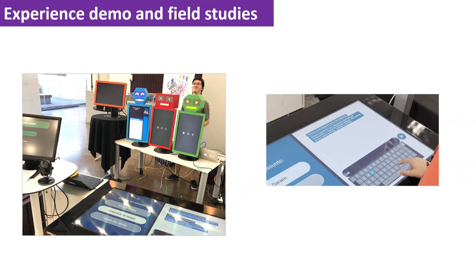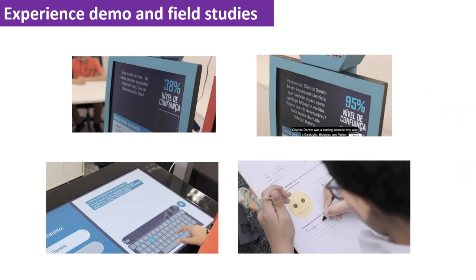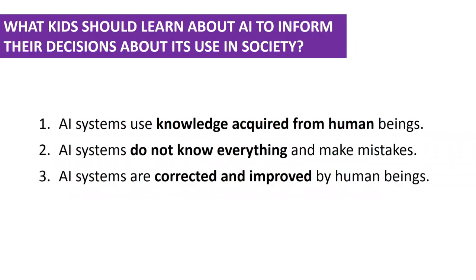Here you have an answer, like who is Charles Darwin? And they are going to add questions to the system to train the model. For example, you start with 38% confidence, and children will see that. Later, after you teach the bot, you have 95% confidence, for example. We are doing tests with children. So the idea is that AI systems use knowledge acquired from human beings, AI systems do not know everything and make mistakes, and AI systems are corrected and improved by human beings.